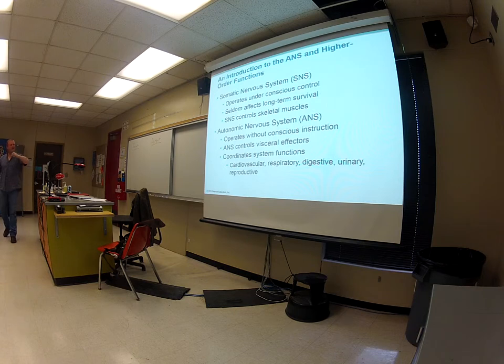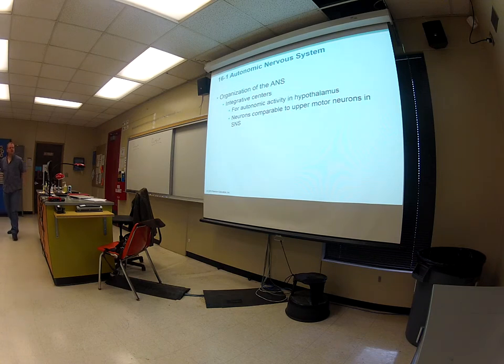Acetylcholine. Autonomic nervous system. Well, this is a whole bunch of craziness. Operates without conscious instruction. ANS, autonomic nervous system, controls visceral effectors, coordinated system functions: cardiovascular, respiratory, digestive, urinary. Wow, isn't that this entire chapter? Or I mean this quarter? So don't you think we need to actually put a little time and energy into this? We most certainly do.